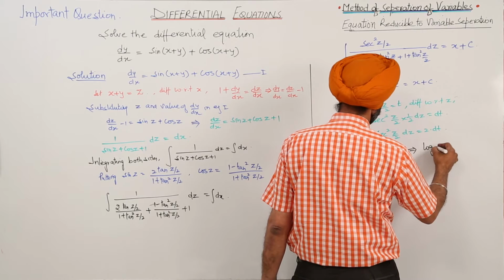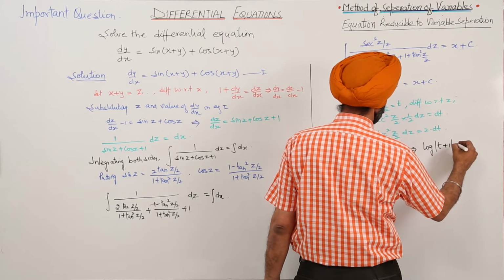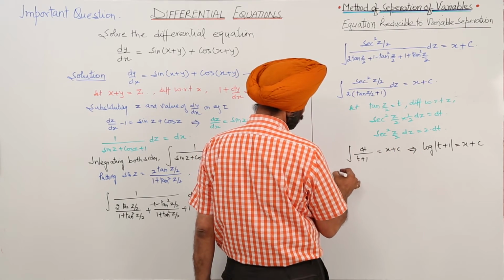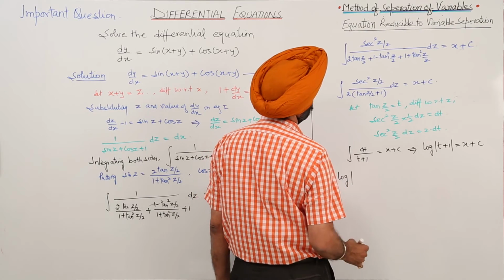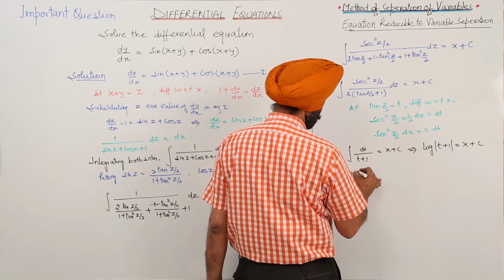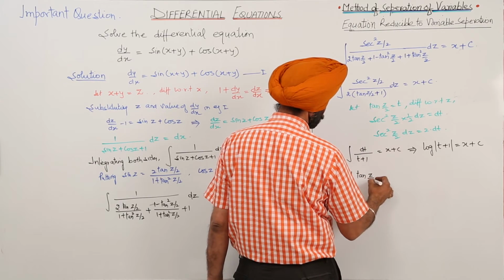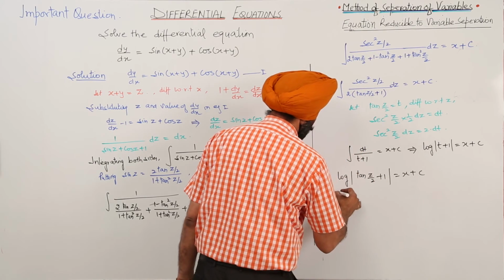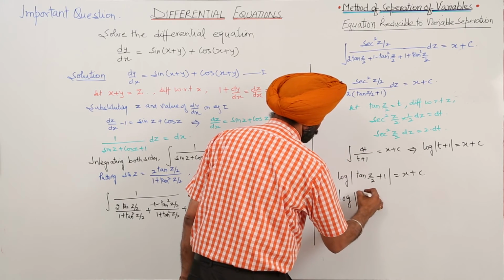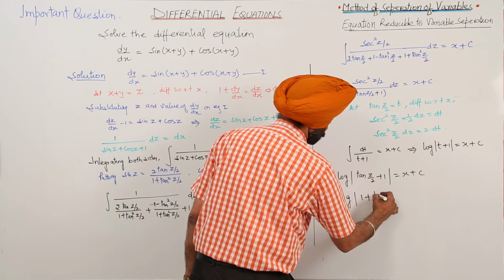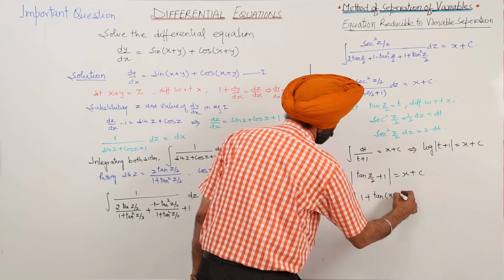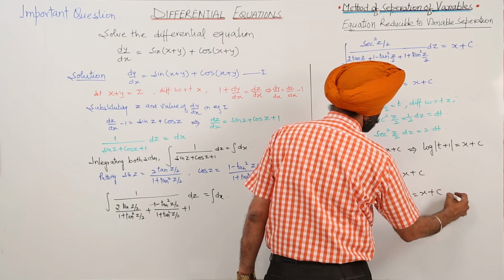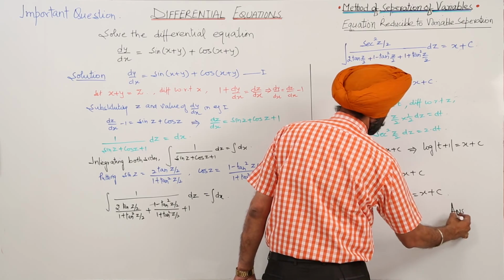This implies log mod of t plus 1 is equal to x plus c. Log, t is tan(z/2), plus 1 is equal to x plus c, and log of 1 plus tan((x + y)/2) is equal to x plus c. This is the answer.